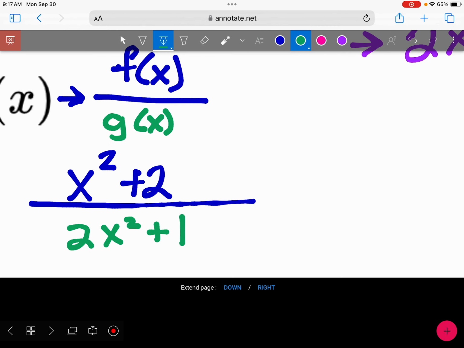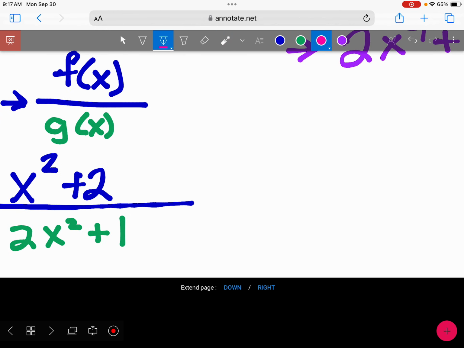Is there anything we can do here to simplify this? Not really. So this is our function here. This is the simplified version. All we have to do now is find our new domain. Does my numerator do anything weird to my domain? No. Does my denominator do anything weird to my domain? Because what can my denominator never, ever, ever equal?